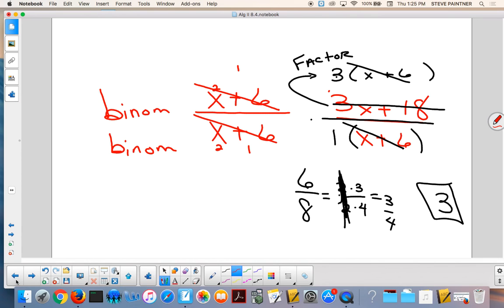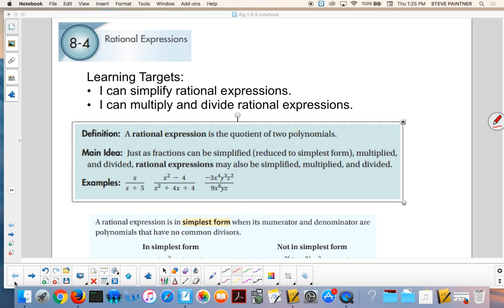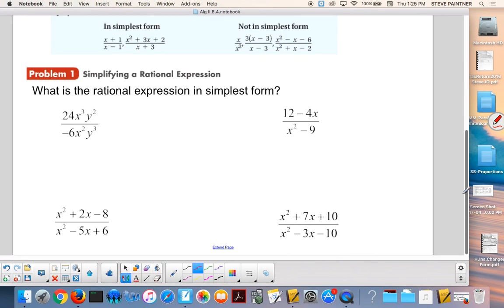Here we go. You didn't say anything, so I said let's move on. You can read that if you want. I'm just going to get started. These are just fractions. There's nothing to do except what? Simplify. What that means is reduce your fractions. Okay. Here we go.